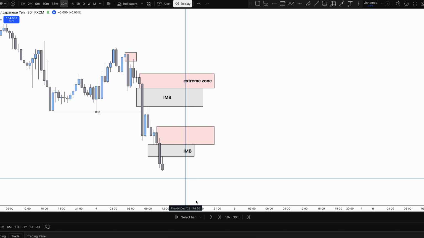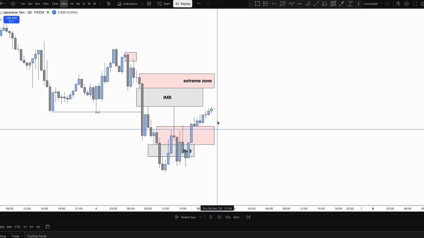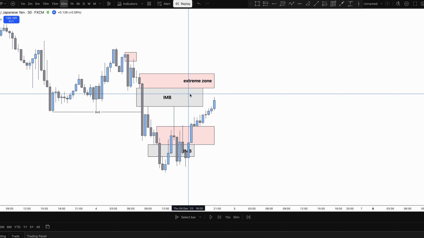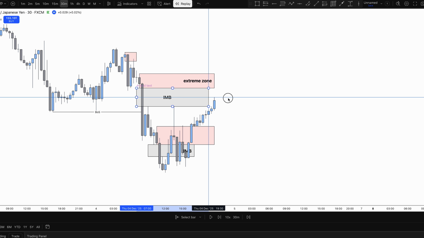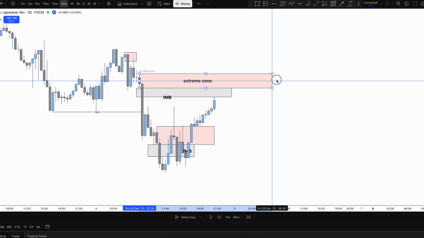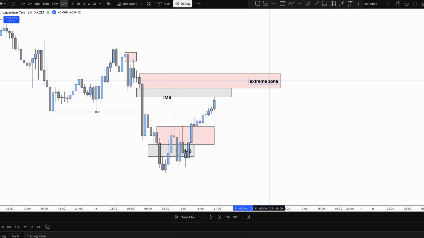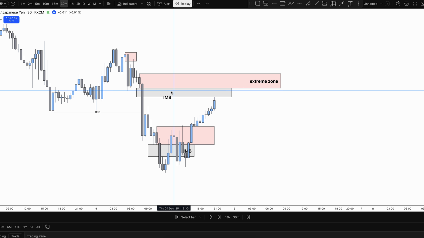So what we're gonna do is now run the market forward, see what happens. You see here, up to this point, we still have imbalance open. Now with these new blue candles, the imbalance is of course shrinking. We are getting closer to the supply zone. But again, we still don't anticipate any notable movements until the full imbalance is filled.